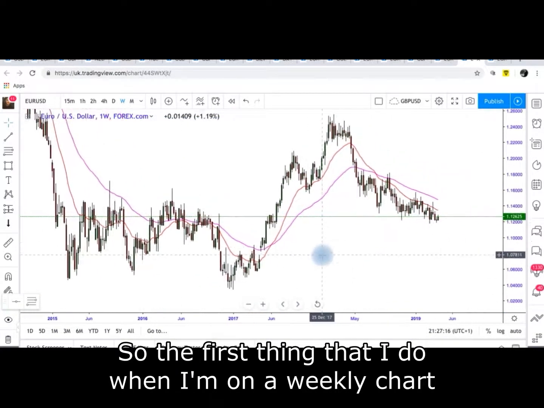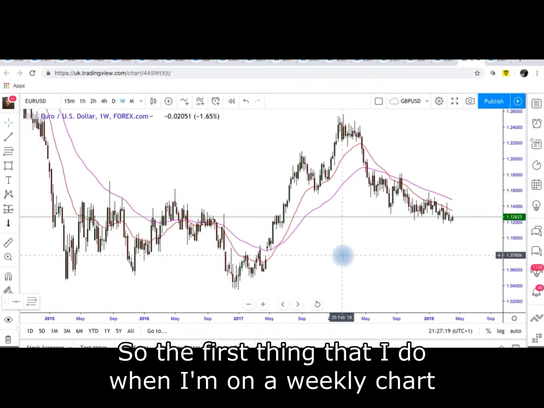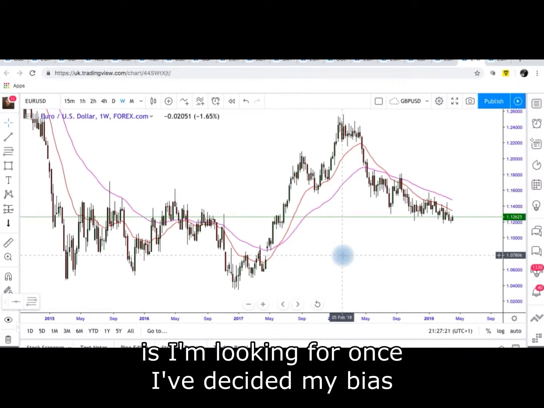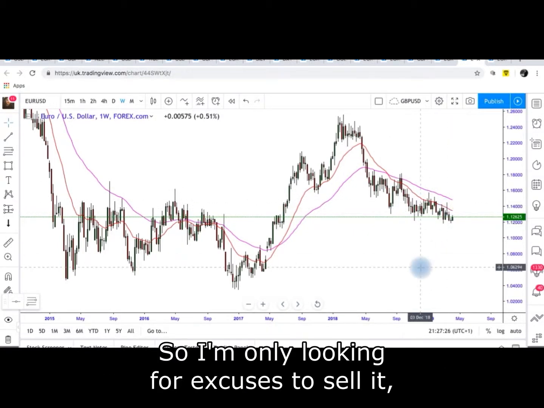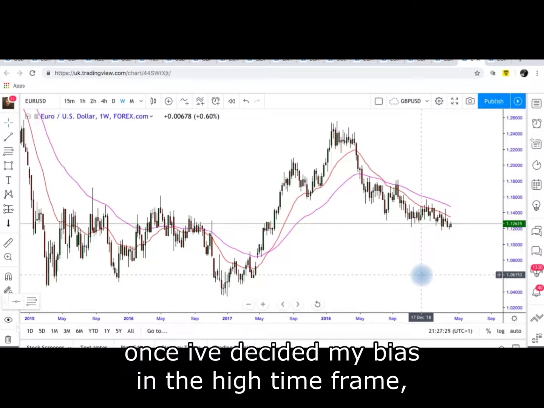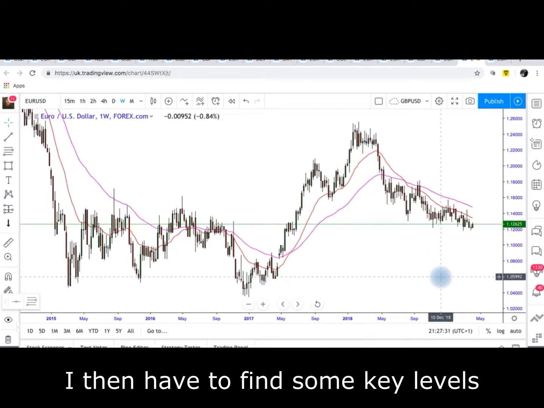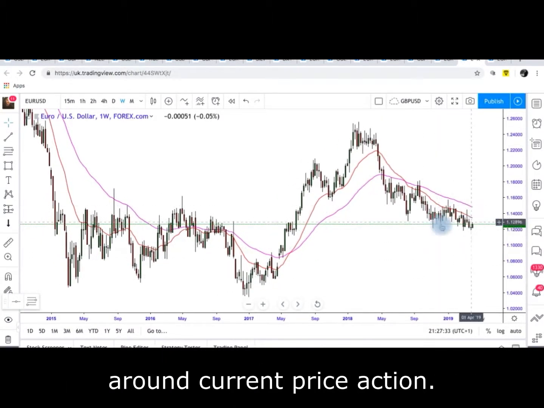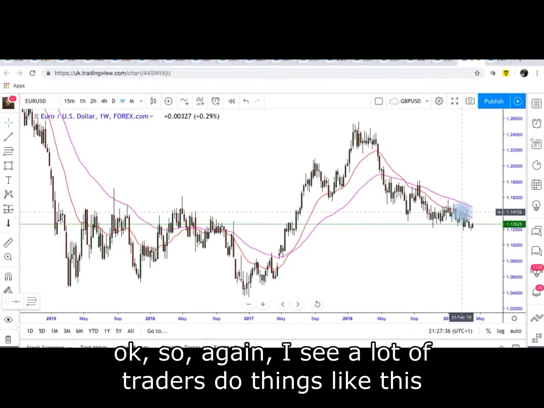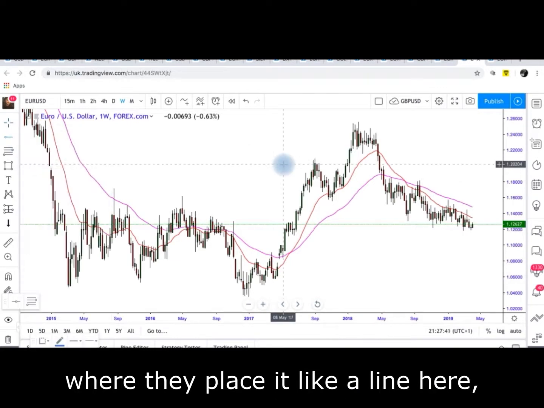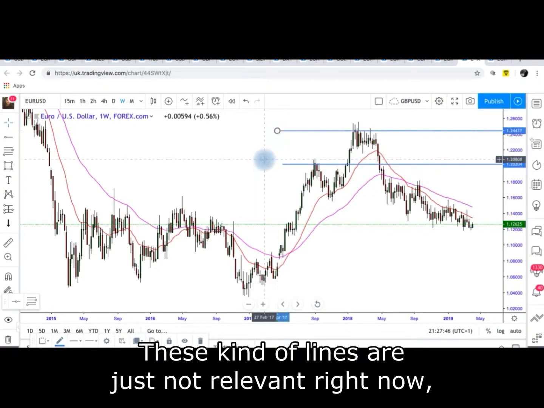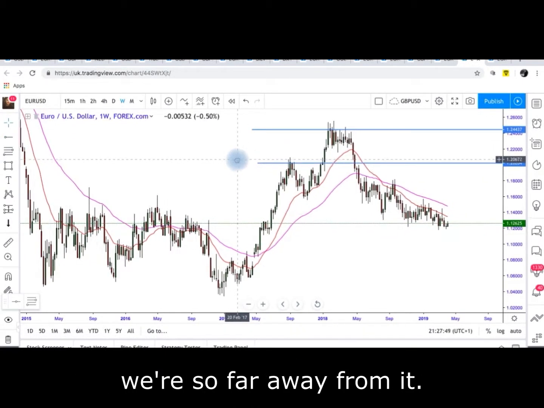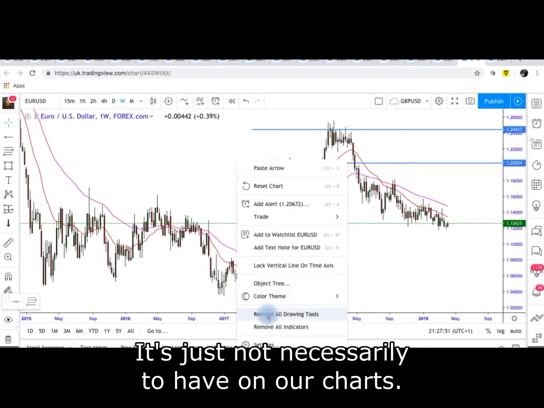So the first thing that I do when I'm on a weekly chart is, once I've decided my bias, in which case this is bearish, so I'm only looking for excuses to sell it. Once I've decided my bias in a higher time frame, I then have to find some key levels around current price action. Okay, so again, I see a lot of traders do things like this, where they place a line here, or they begin to place lines here. These kind of lines are just not relevant right now. We're so far away from it, it's just not necessary to have it on our charts.